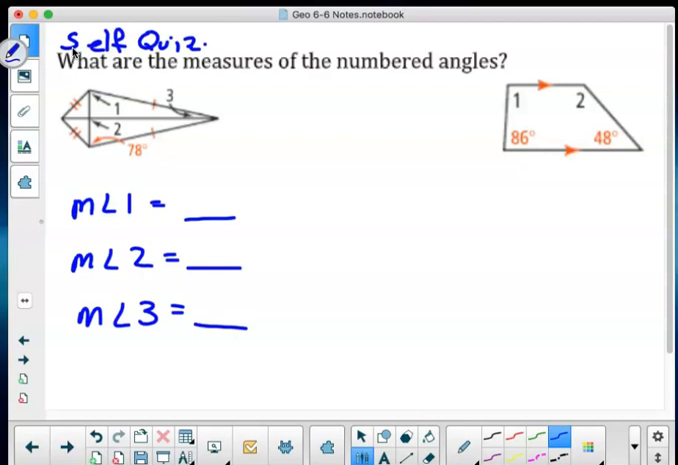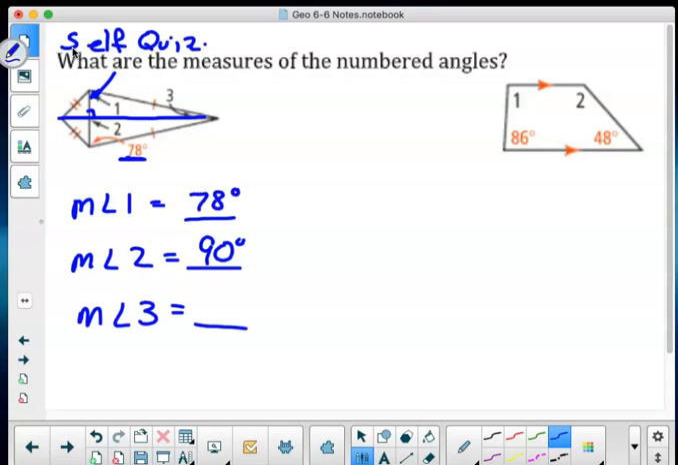Okay, so if I'm looking at this, you have to keep in mind, I have a kite. So the diagonals meet at a right angle, so I know angle 2 is 90 degrees. I also have to be thinking, he's got a kite going on here, and there's symmetry across the kite. So if this is 78, so is that. So in angle 1, we have 78 degrees.